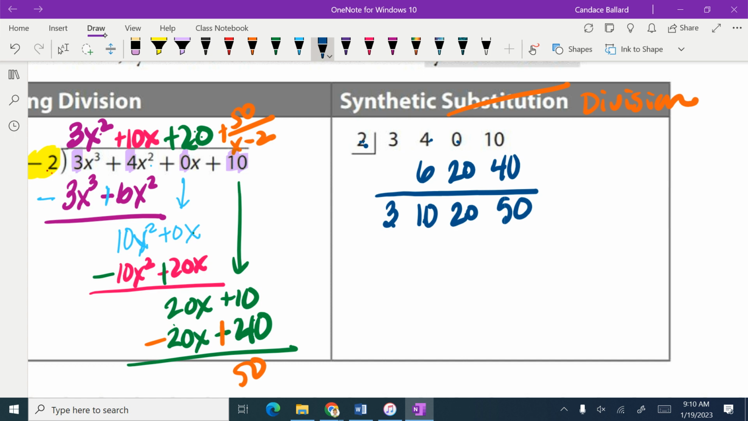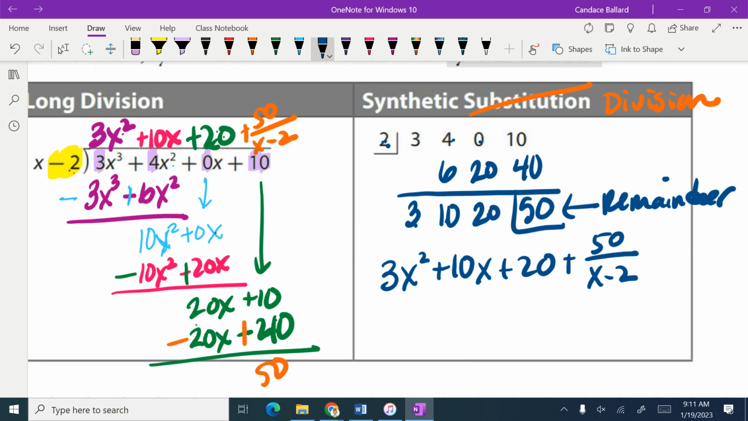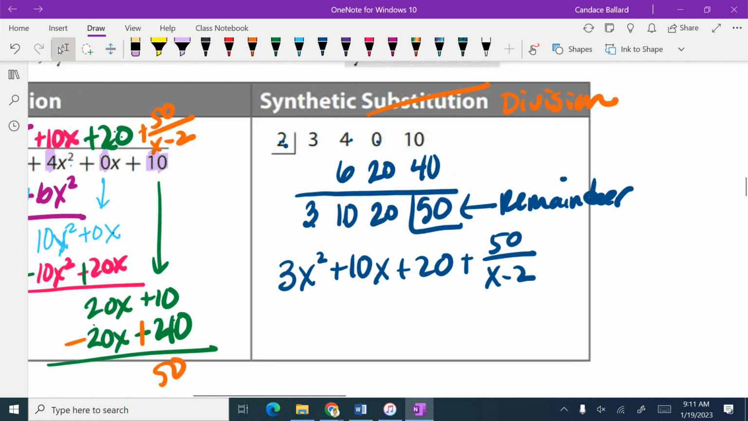So from here, this here is your remainder, always ends up there. Okay. And then I just start with 1 less. So this was a cubed. So I go 1 less on my exponent. So I'd write 3x squared, and I just keep following the pattern down. Plus 10x plus 20, and then the remainder over whatever I divided by, x minus 2. Okay. So the pattern is multiply and add.